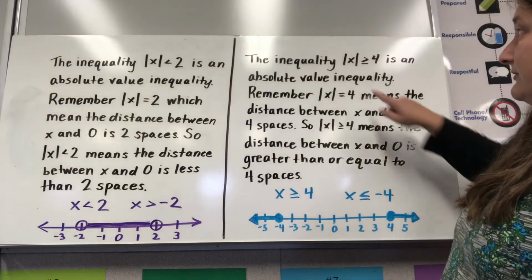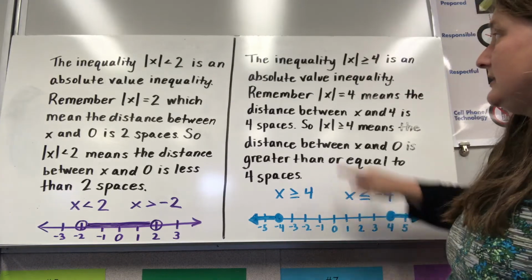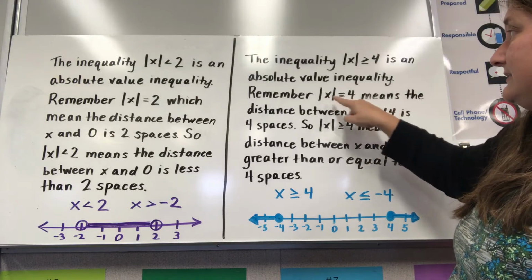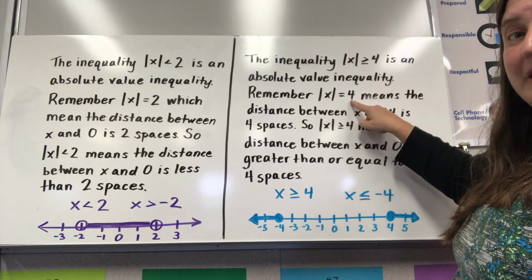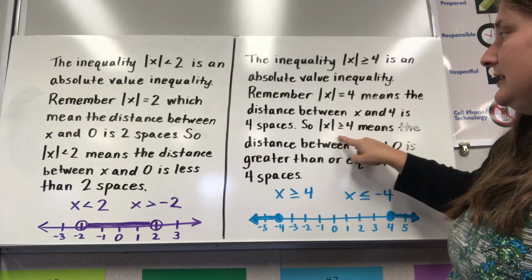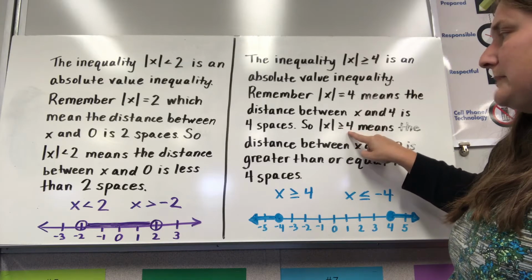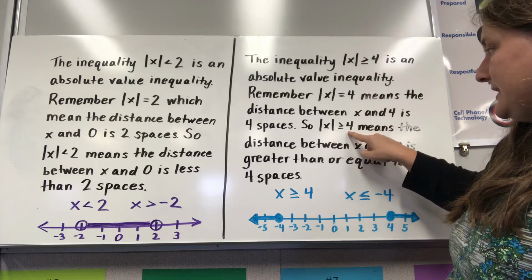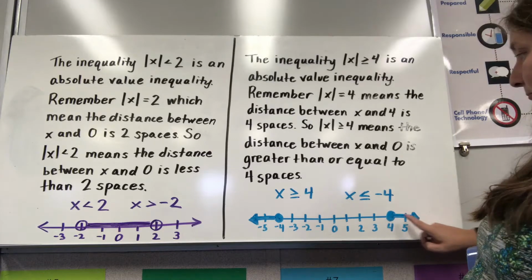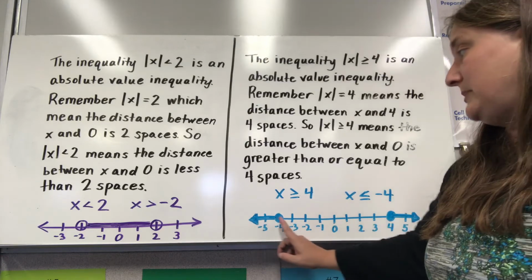Here's another one to think about. So if we have the absolute value of x is greater than or equal to 4, we can think about a similar equation. The absolute value of x equals 4. And this equation would tell us that x has to be 4 spaces away from 0. So when I see it in an inequality, it's basically telling me that this value of x has to be more than or equal to 4 spaces from 0. So it could be 4 spaces away or more, so positive 4 or more spaces away, or it could go the other direction and be negative 4 or more spaces away.